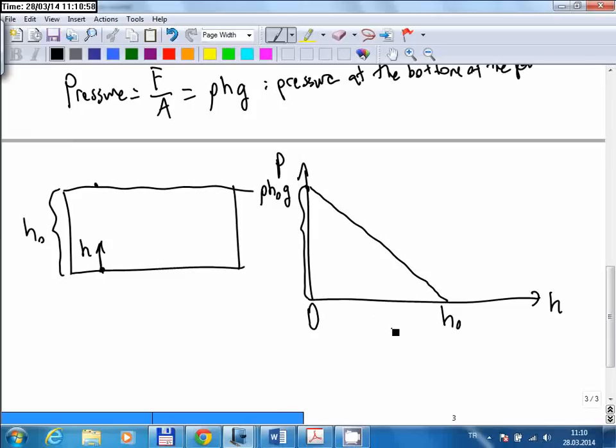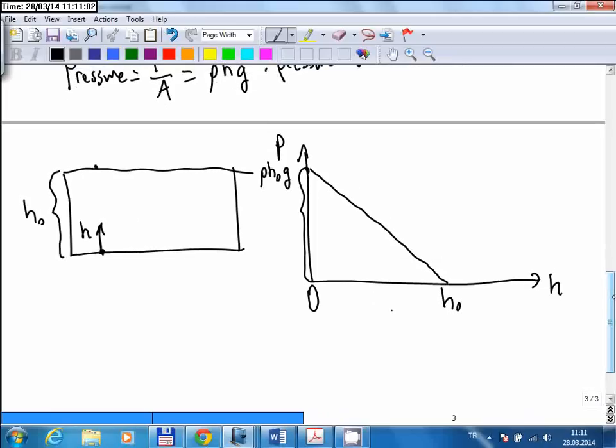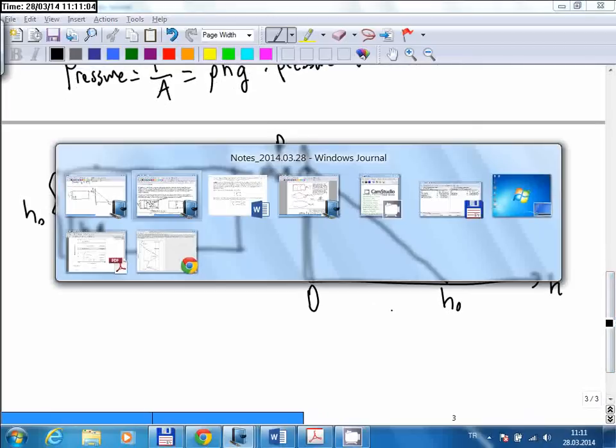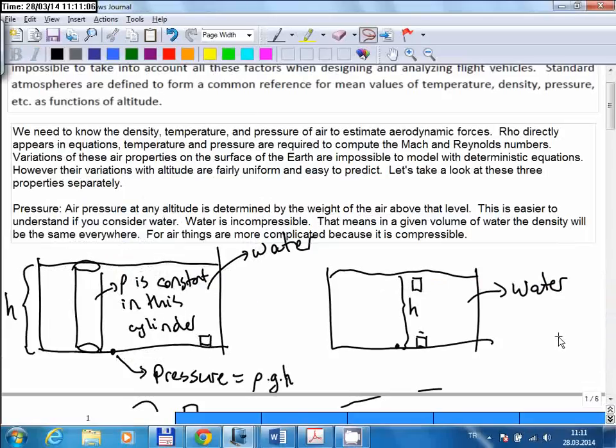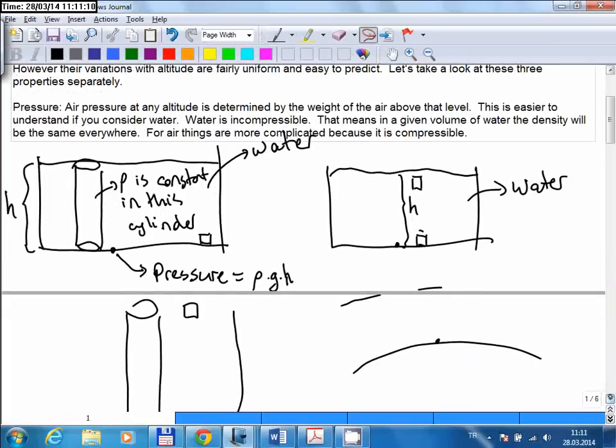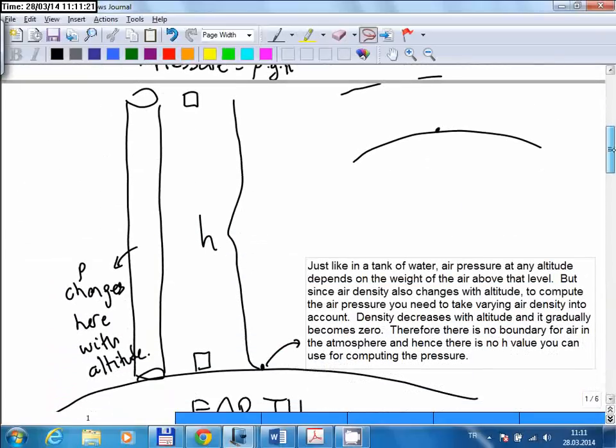So the atmospheric pressure is similar, but there's a very important difference, and that difference is due to the fact that air is compressible. Water is incompressible. That means the density of the water at this level is the same as the density at the bottom of the pool. But for air, that's not the case.